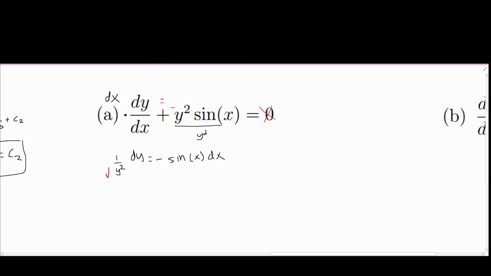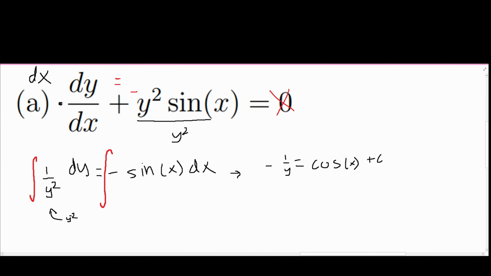Next, we can integrate both sides. After integrating both sides, we get negative 1 over y is equal to cosine of x plus c. Now we need to solve for y. So what we're going to do is divide both sides by cosine of x plus c, and then we are going to multiply both sides by y. So we're doing sort of a cross multiplication here.